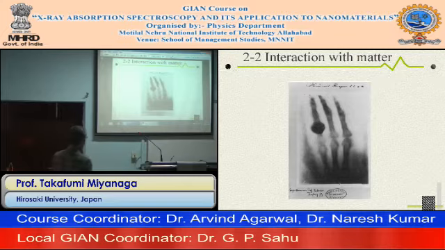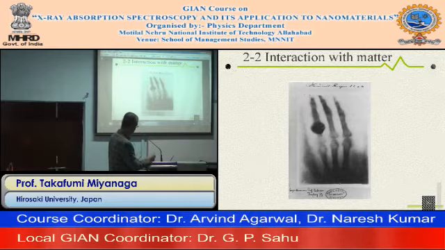This is a photo of Röntgen's wife. In that case, what is X-ray? Nobody knew the danger or benefit or any effect of X-rays. This is a very crucial photo.